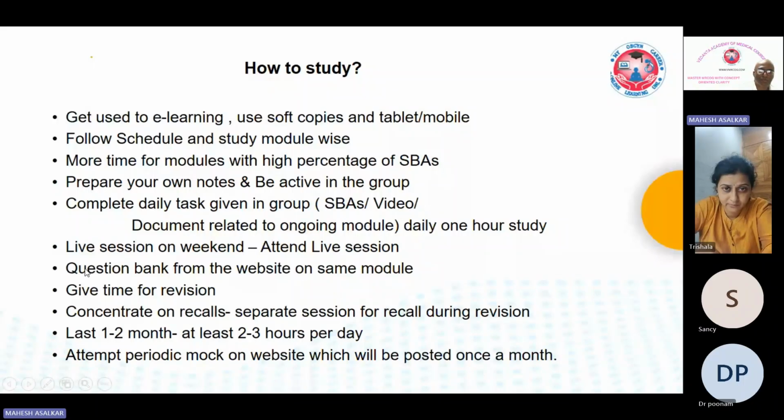Then question bank from the website. Then give time for the revision. This revision is going to be very, very important, especially in the last 1 month. Then concentrate on recalls. We have got recalls of almost the last 7-8 years, but at least 3 to 5 years of recalls we are going to cover. Then in the last 1 to 2 months, at least 2 to 3 hours per day you have to study and attempt. I'll be posting some questions in the group that you need to attempt.